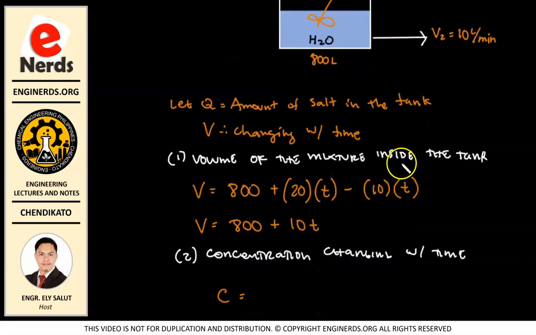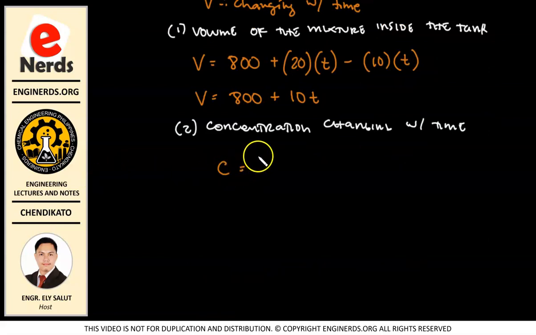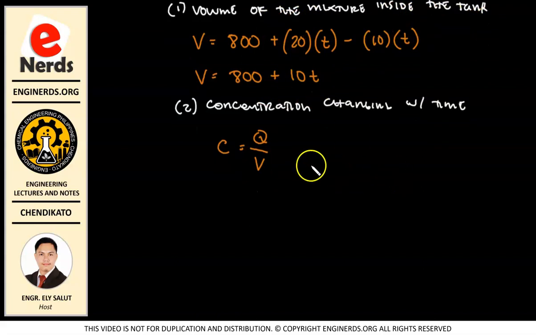Q is the amount of salt in the tank. So, it will be Q, which is the amount of salt in the tank, over the volume of the tank, which is V. Okay? So, ito yung volume ng ating liquid or mixture na nasa tank. Inside the tank. Yan yung ating assumption here. Okay, so amount of salt over the volume of the mixture. Okay, so meron tayong equation ng volume here to represent that as a function of time. So this will be Q over volume, which is 800 plus 10t.